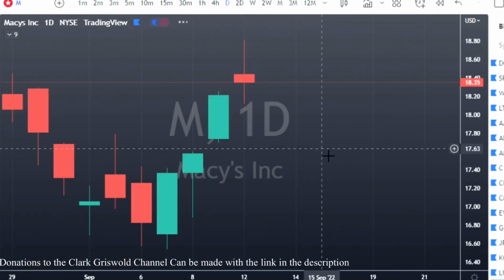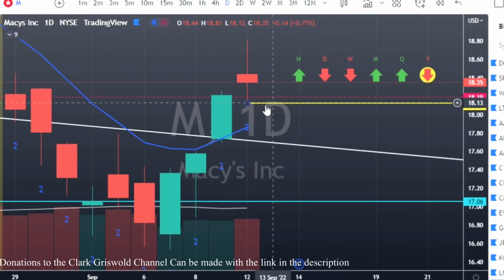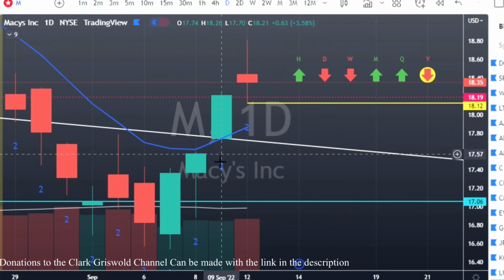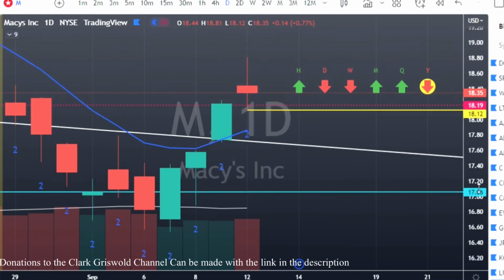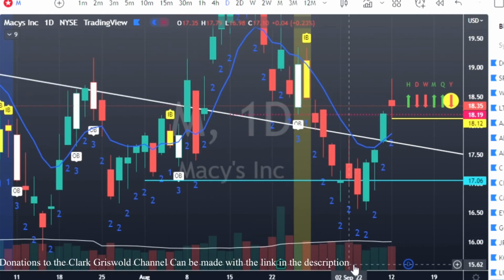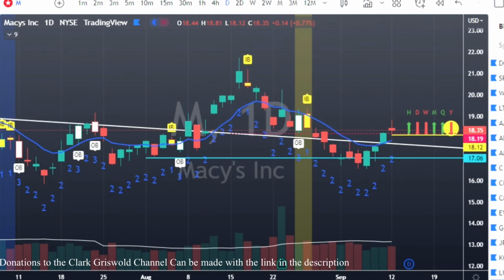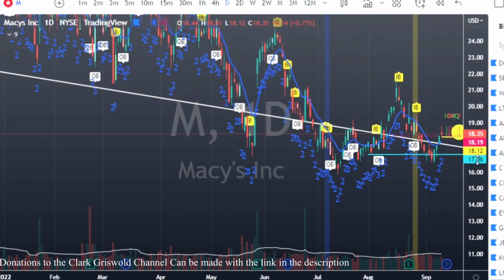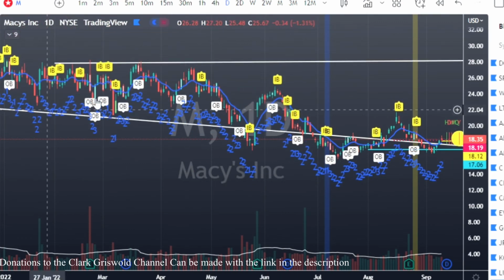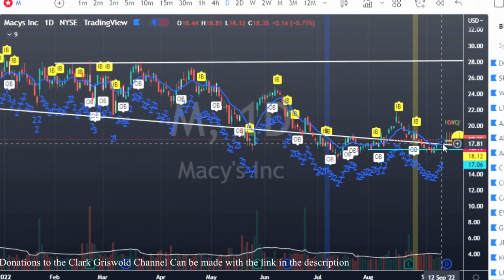Macy's, ticker symbol M, 2-up red. We're going to look for puts at $18.12. And we are trending back to the bottom of this broadening formation. Where is the top? Let's zoom out and have a look at this. This is a wider range, but we're just kind of hovering around that broadening formation there.